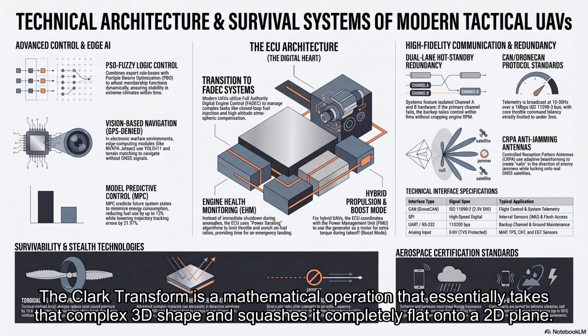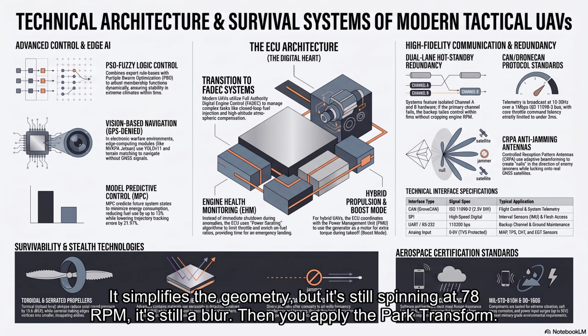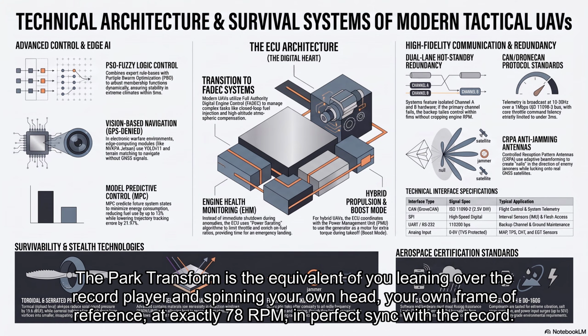Okay. The Clark transform is a mathematical operation that essentially takes that complex 3D shape and squashes it completely flat onto a 2D plane. It simplifies the geometry. But it's still spinning at 78 RPM. It's still a blur. Then you apply the Park transform. The Park transform is the equivalent of you leaning over the record player and spinning your own frame of reference, at exactly 78 RPM in perfect sync with the record.